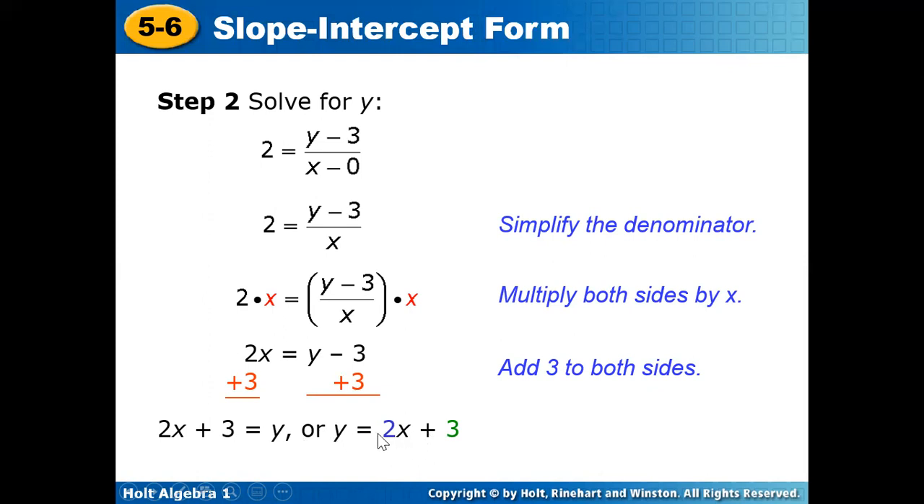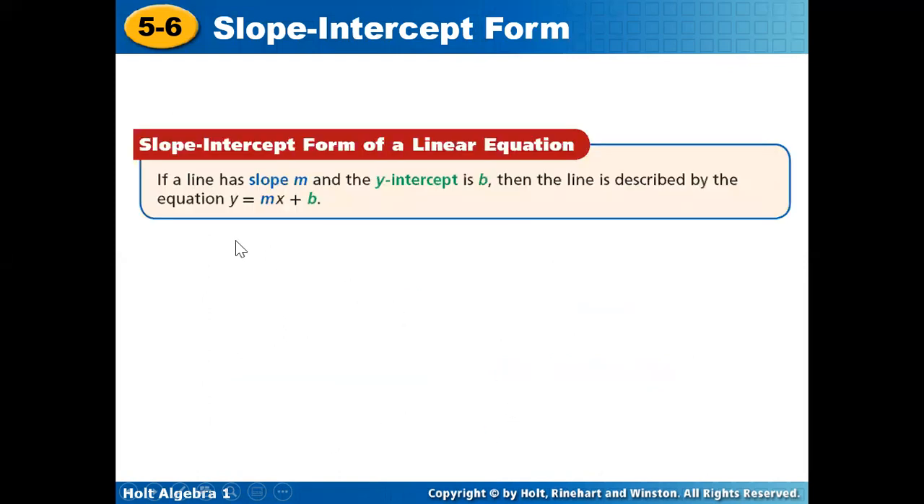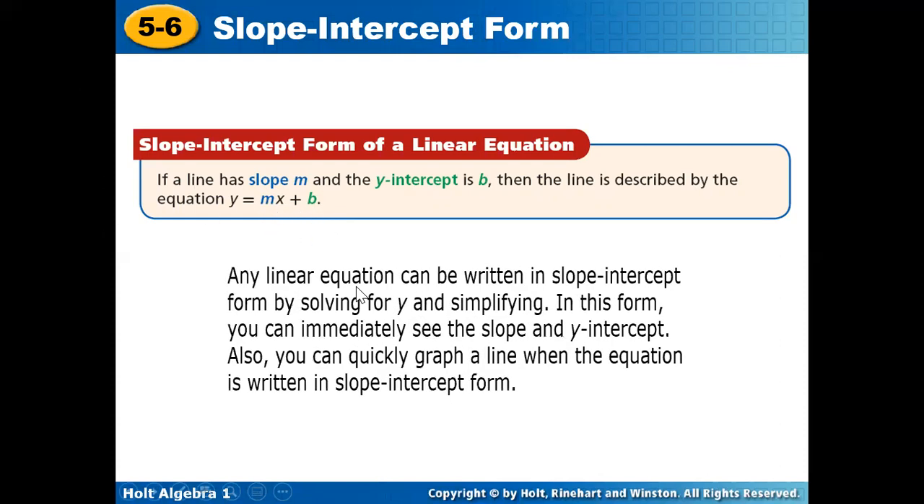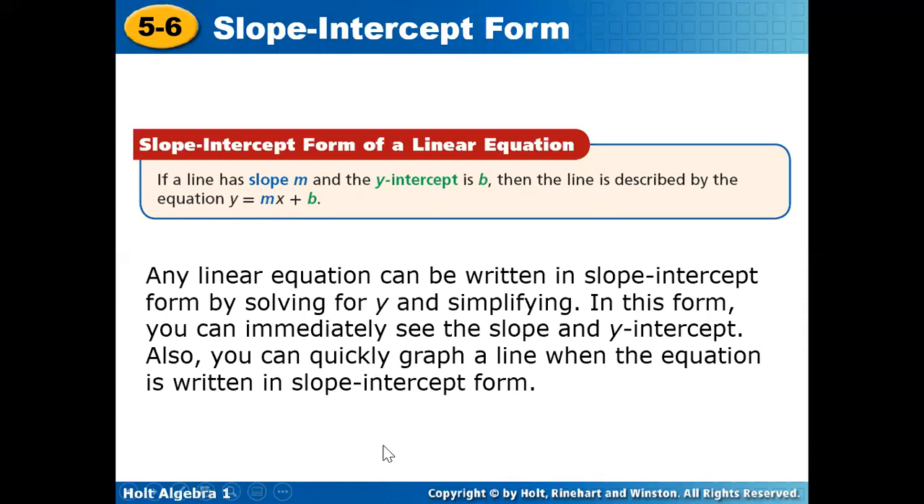This is now in slope-intercept form. So we now know that we have a slope of 2 and a y-intercept of 3. And here is our slope-intercept form linear equation. Y is equal to mx + b, where m is our slope and b is our y-intercept. You can write any linear equation, any equation that is going to be a line, in this form.